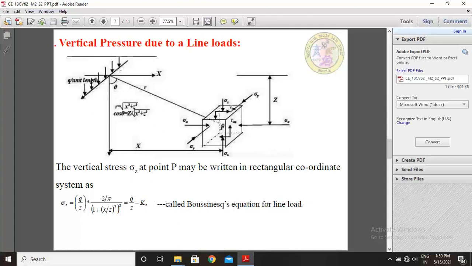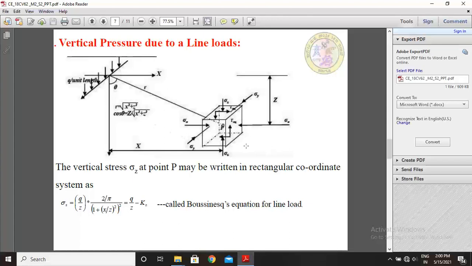See here, this is the line load acting, q per unit length, and this is the actual foundation. This foundation is situated away from these points, at this distance x, and at a depth z in meters, and the point is at an angle theta at a depth z at a distance x. So now we can calculate this radial distance equal to root of x square plus z square, this base square plus depth square, or cos theta equal to z by root of x square plus z square. Cos theta is nothing but adjacent by hypotenuse.